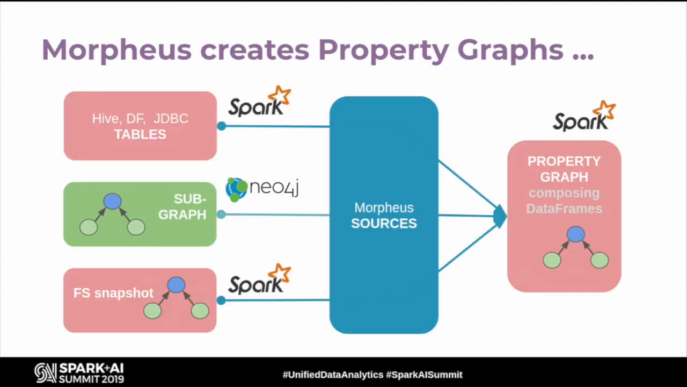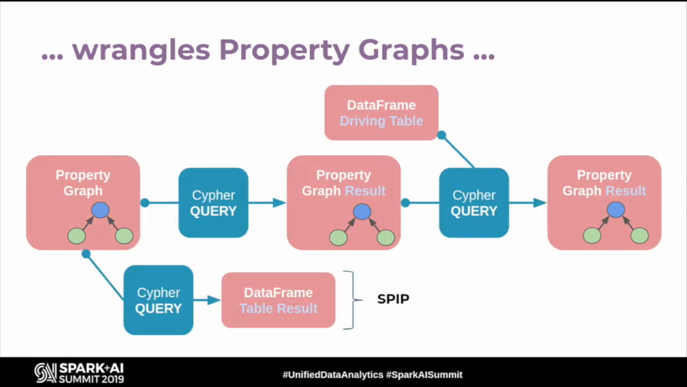And what you can do with Morpheus, you can create property graphs from different data sources. Like you would do it in Spark SQL, you can incorporate different sources like file systems or other relational databases, pull that data in or load from Neo4j and create one or more property graphs out of it. You can, of course, wrangle property graphs or query them, as I introduced before.